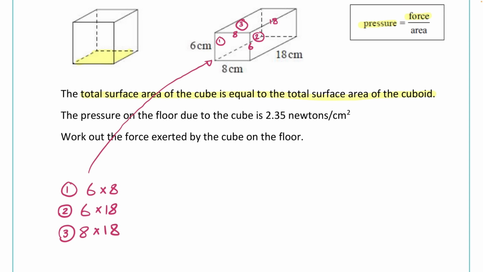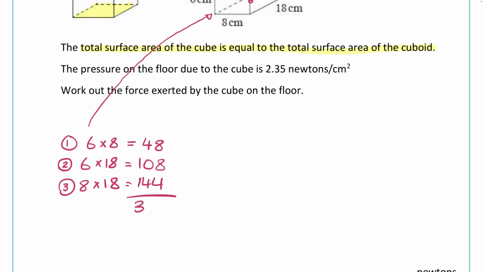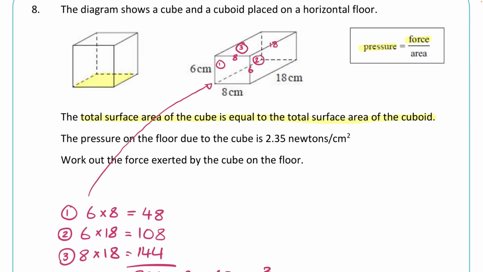I'm going to get my answer for each of these, and because it is a cuboid, I am going to multiply my answer, of course, by 2, because there are 2 of each face. So 6 times 18 is 108, 8 times 18 is 144, and let's add those all together. That gets us a total of 300, and we're going to times that by 2, so that's 600 centimetres squared. So that's the surface area of the cuboid.